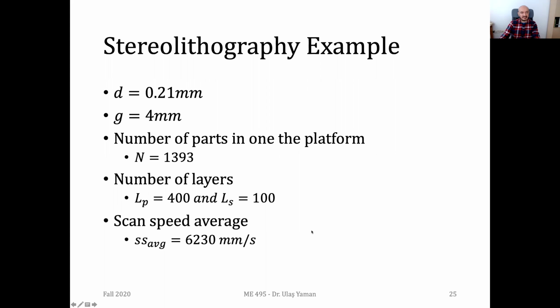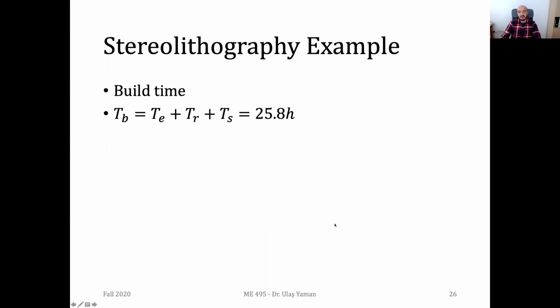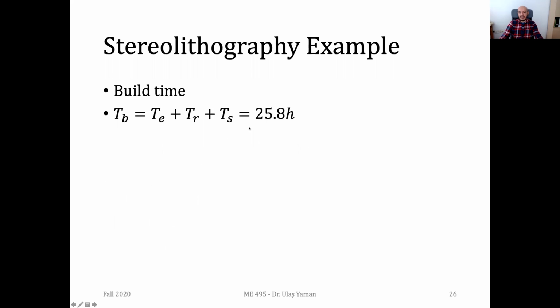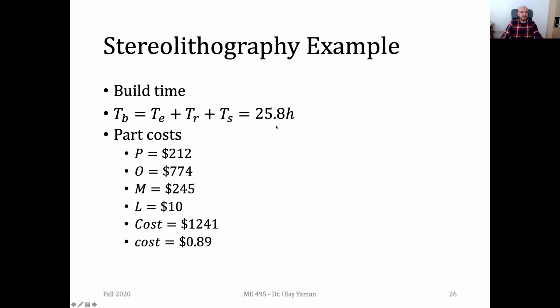And the scanning speed on average is 6,230 millimeters per second. By using the equations we discussed in the previous slides, we can obtain the build time. Build time of how many parts? More than 1,000 parts is about a day, 25 hours. And what are the costs? Purchasing cost, operation, manufacturing, and if you sum all these, the whole cost is more than 1,000 bucks. And the cost of a single product is less than a buck. You see it's 0.89 or 89 cents.